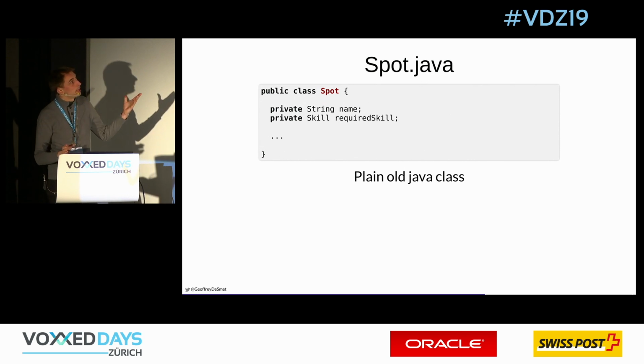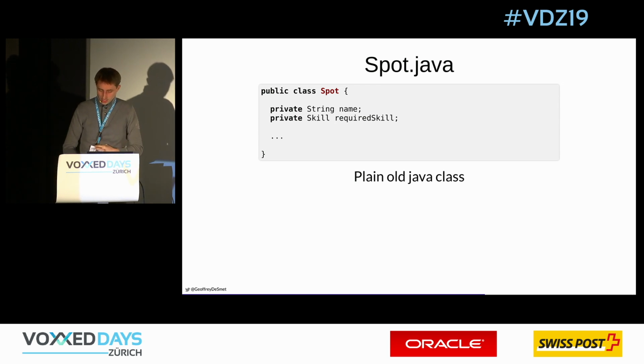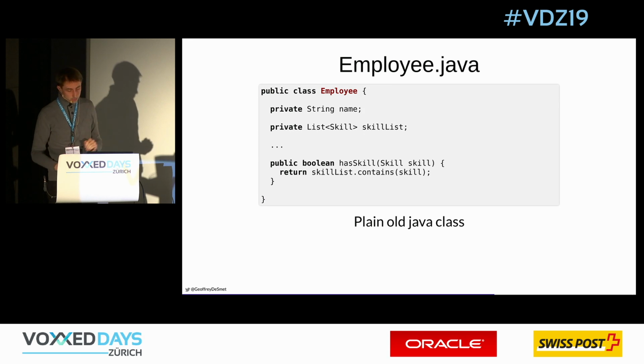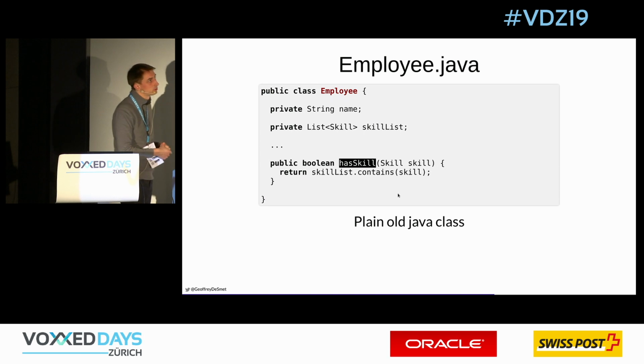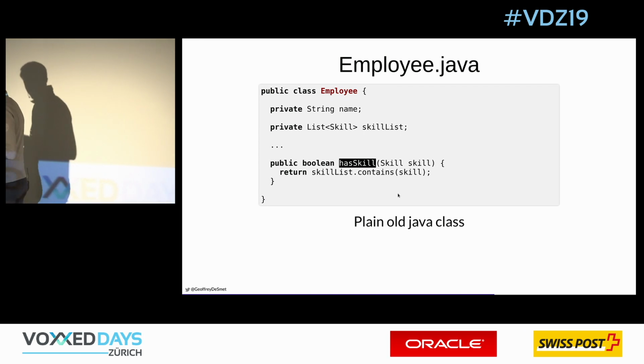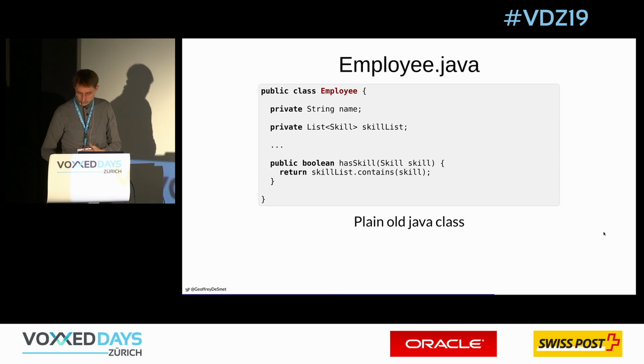So the spot, plain old Java, has a name, has maybe a required skill, nothing special. You use your plain old Java code. You can add JPA annotations or whatever you want on these. That's all fine. Your employee, again, plain old Java code, has a name, has a skill. But more interestingly, we have a skill list here, of course, and that's something we'll reuse in the constraints later. We can put in whatever Java code we want there, but we're going to reuse that later. It's nice to be able to reuse methods, right?